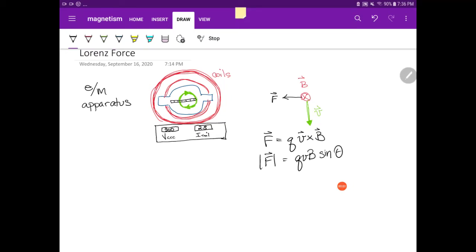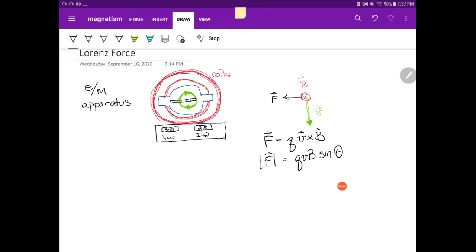In a previous video, I described this apparatus to measure the electron charge to mass. The E over M apparatus consists of coils that create a magnetic field, and that magnetic field applies the Lorentz force on moving electrons, as shown in the diagram on the right here. And the velocity of the electrons is always perpendicular to the magnetic field because the velocity is in the plane of the page here, and the magnetic field is going into the page.